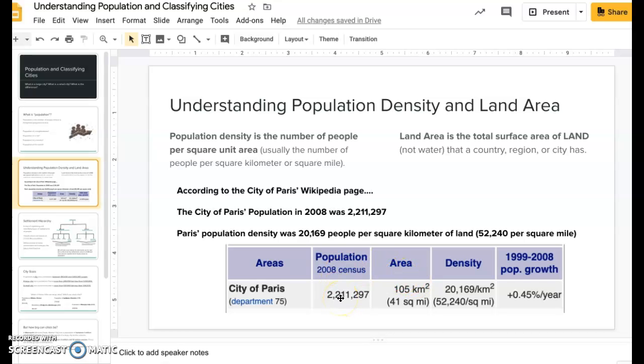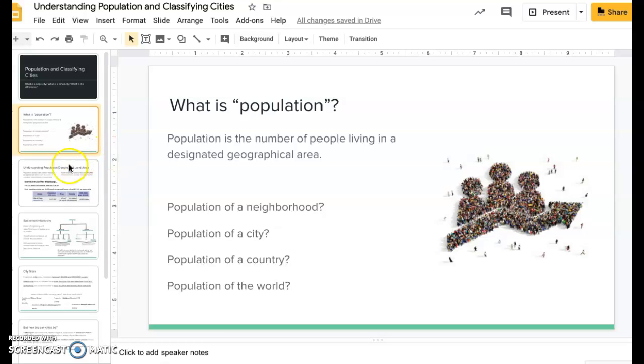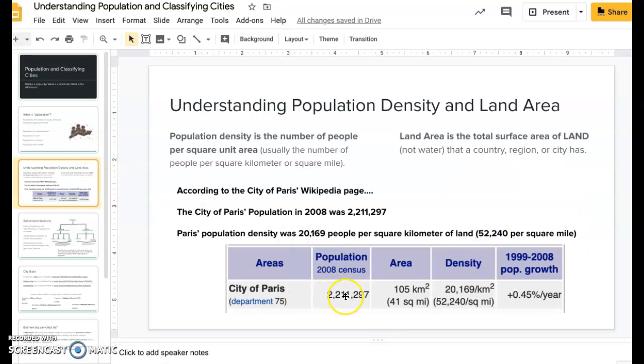But their total population was about 2.2 million people. So about 2.2 million people living in 105 kilometers squared. So in order to calculate that population density, which we're not going to have to do, so don't worry, you divide that population by the area, and then you have this number here, which gives us the density, okay? The density of people living in that city.